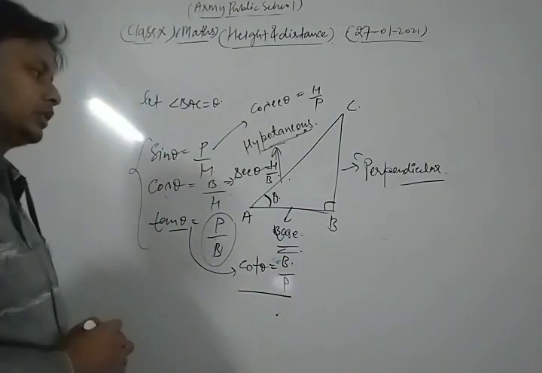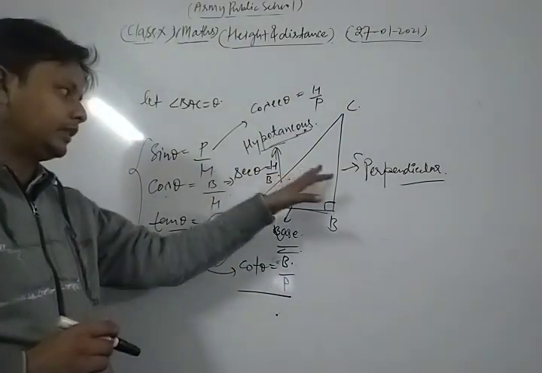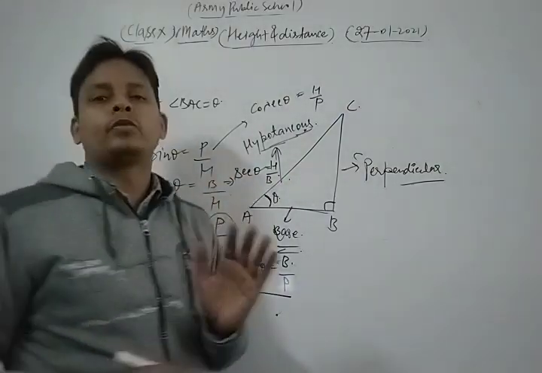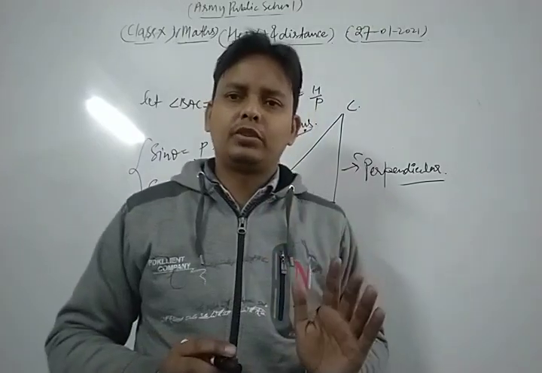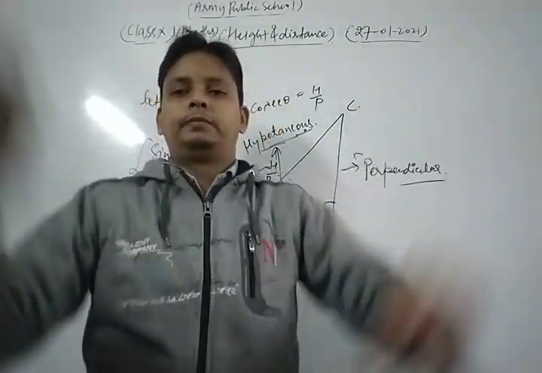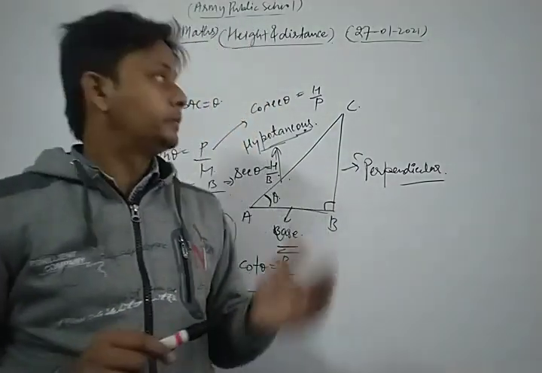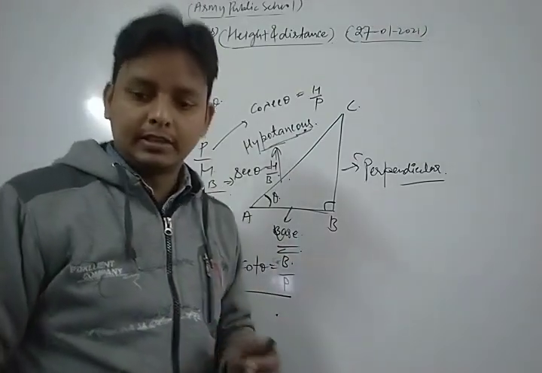So in this way we have the six trigonometric ratios and the relationships between them. This is the main concept related to that chapter. Now dear friends, we are going to take and solve some important questions based on height and distance.